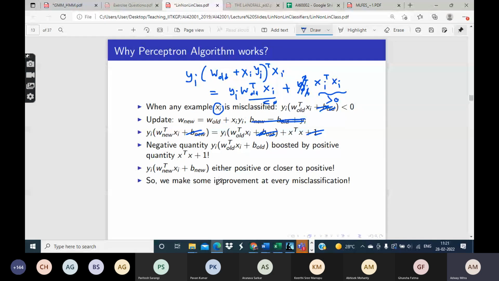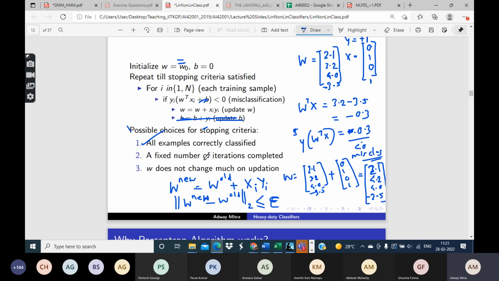So whenever we see a misclassification and do this update, the update is guaranteed to give us some kind of improvement, at least with respect to that data point. Now, it might happen that while we are improving with respect to one data point, we are going bad compared to other data points. That's possible, and it is because of this reason that we have to continue to do so many passes over the data points.